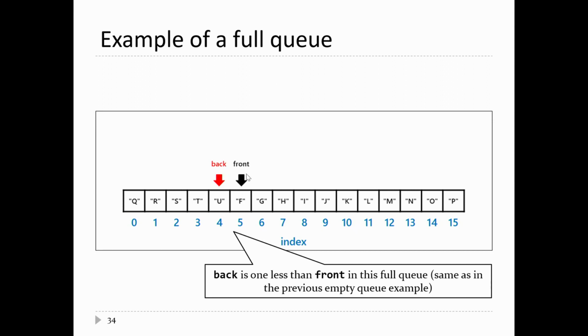Which shows you that you can end up in a situation where the value of back is 1 smaller than front, but the queue is not empty. In this case, in fact, it's full. So just looking at the relative values of back and front does not tell you anything about the number of elements in the queue.